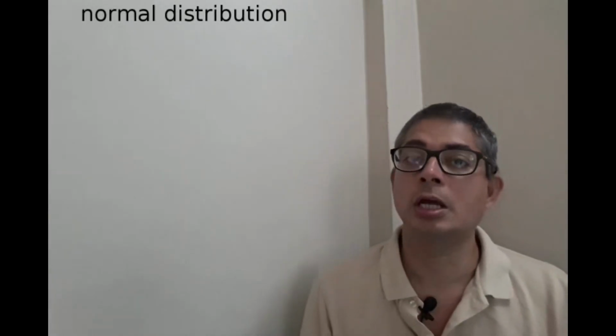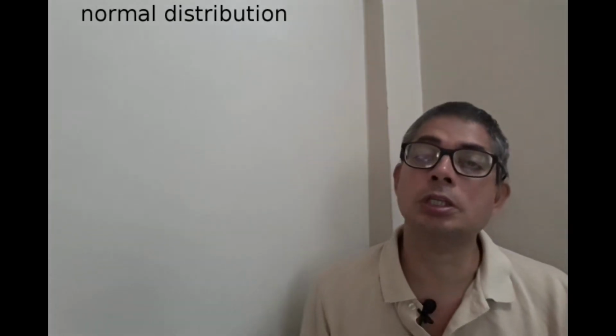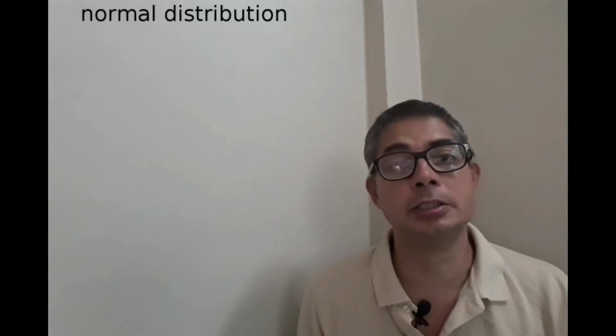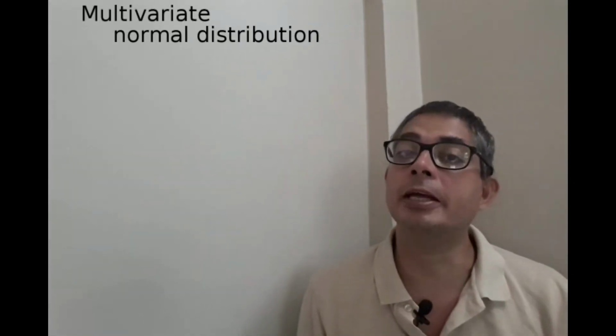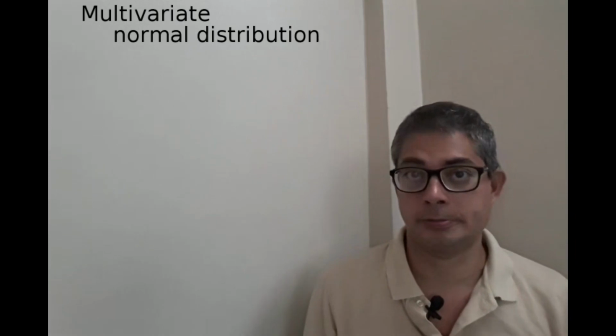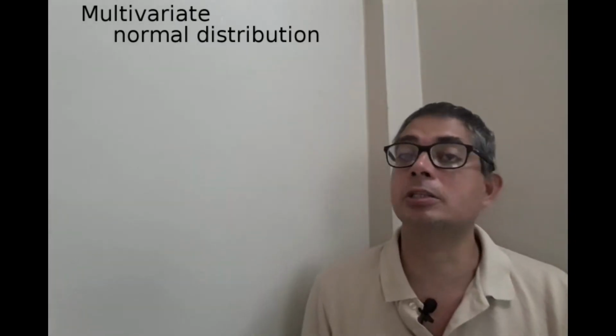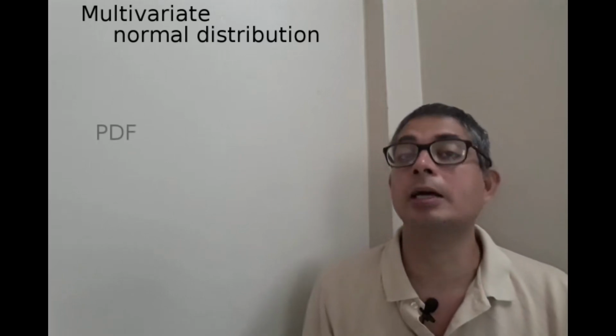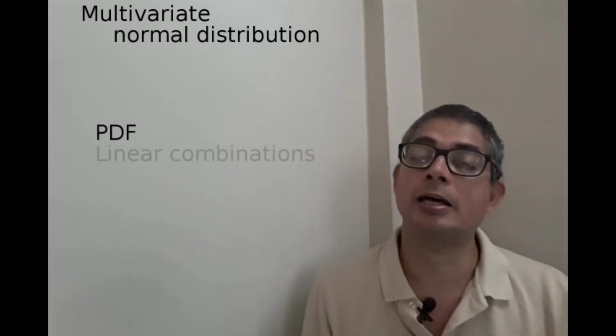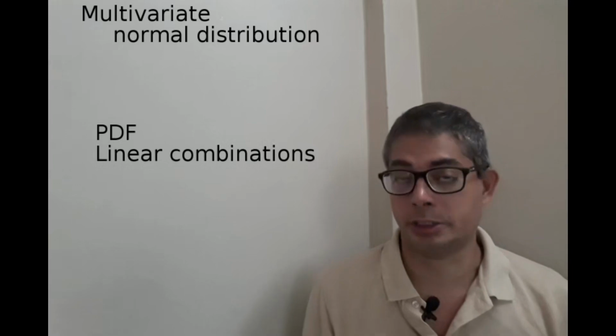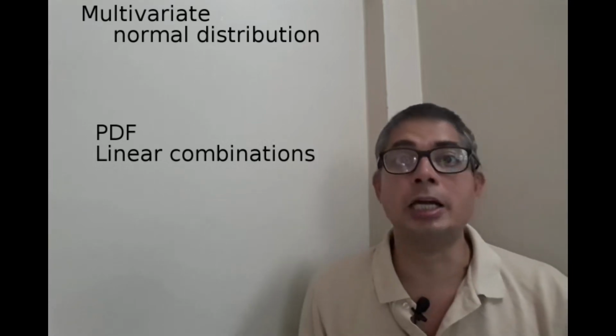Just as the most prominent distribution in univariate statistics is the normal distribution, the most prominent distribution used in multivariate statistics is the multivariate normal distribution. There are two different ways to define the multivariate normal distribution, via PDF and via linear combinations. We shall start with PDF.